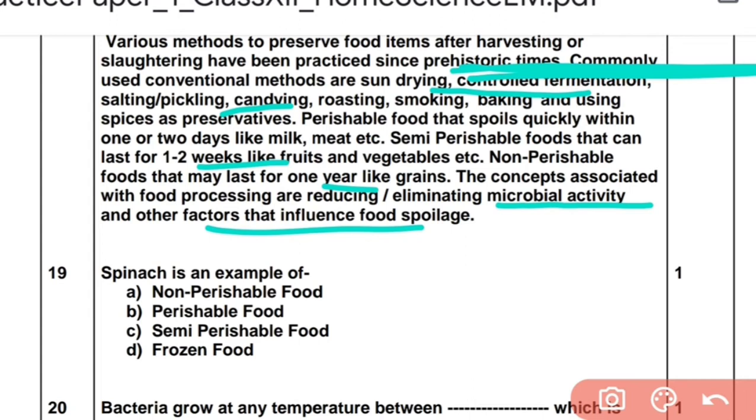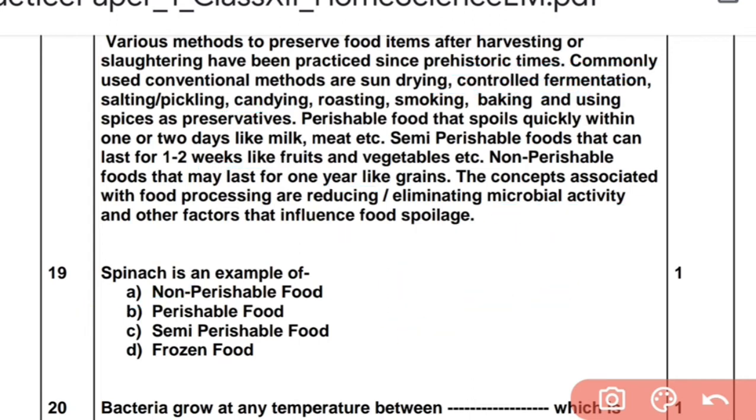Spinach is an example of non-perishable food, perishable food, semi-perishable or frozen. If you don't remember, think, how much time does spinach last? So it is a perishable food. B. The option is B. Let's move ahead. Question number 20.